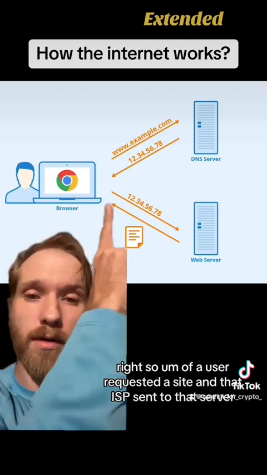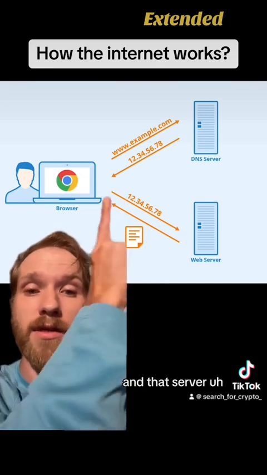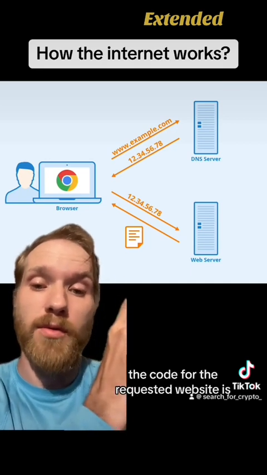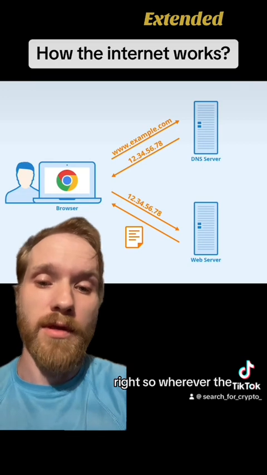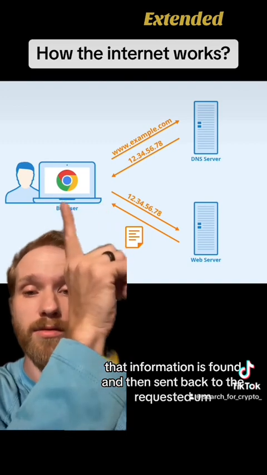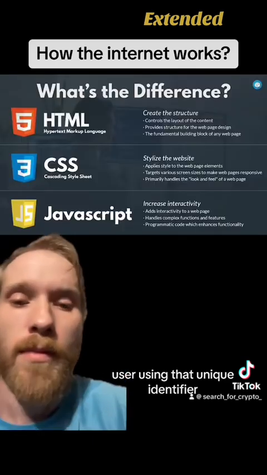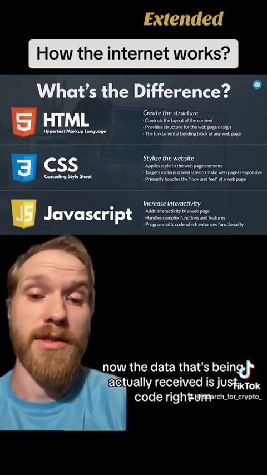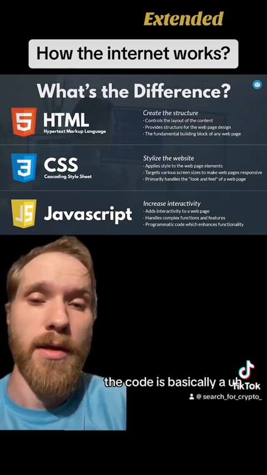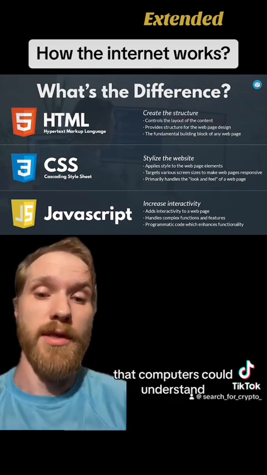So a user requests a site, and that ISP is sent to that server, and that server uses it to find where the code for the requested website is. So wherever the site is being hosted, that information is found and then sent back to the requesting user using that unique identifier. Now, the data that's actually being received is just code, right? The code is basically just a language that we could write that computers could understand.